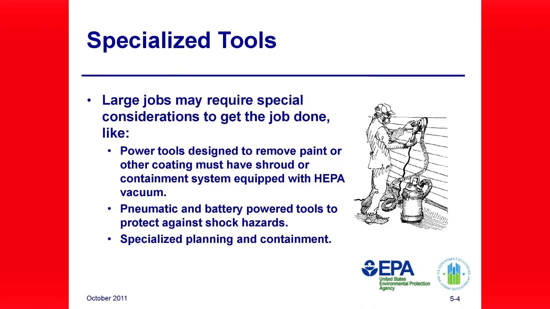Specialized tools. Large jobs may require special consideration to get the job done, like power tools designed to remove paint or other coatings must have shroud or containment, a system equipped with HEPA vacuum. Pneumatic and battery operated tools to protect against shock hazards, specialized planning, and containment. Only power tools designed to remove paint or other surface coatings equipped with attached HEPA filtered local capture ventilation may be used when lead-based paint is present or presumed to be present.